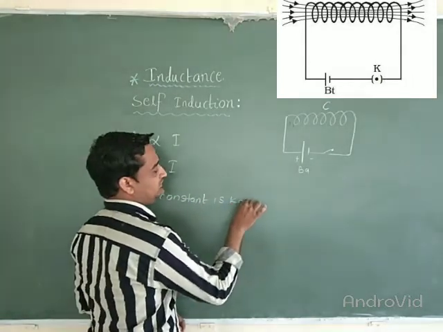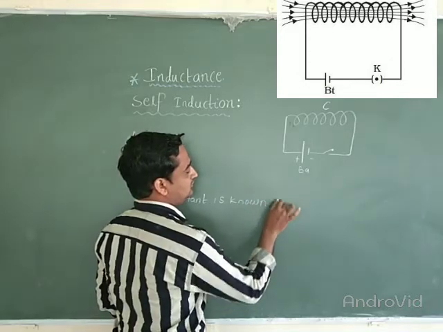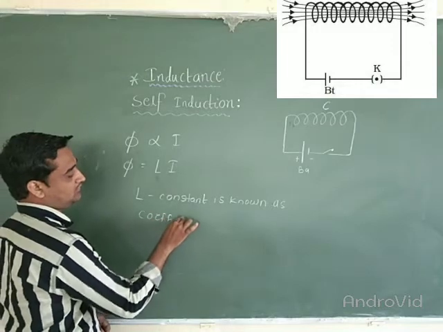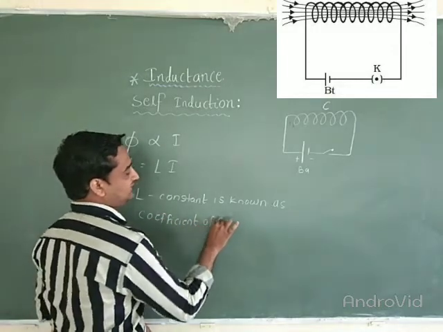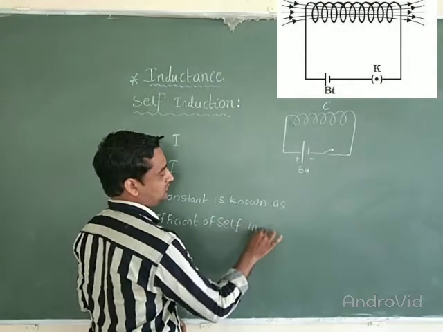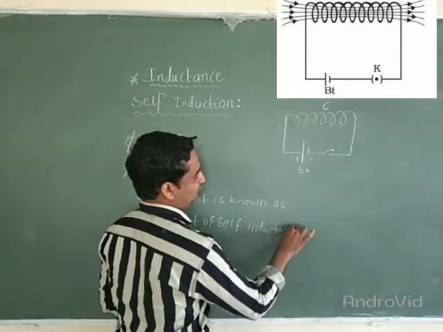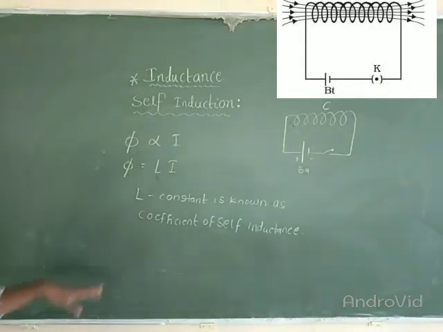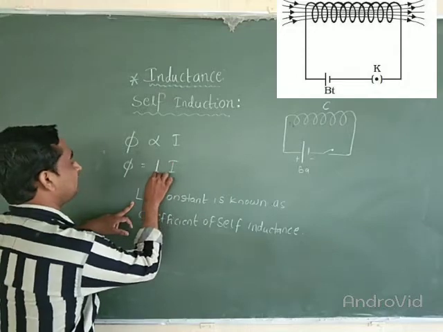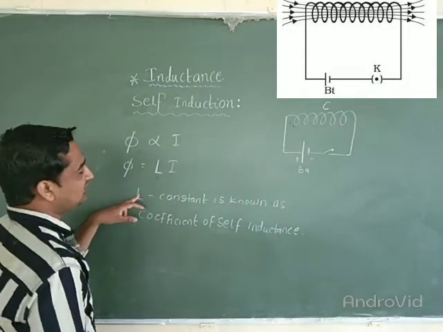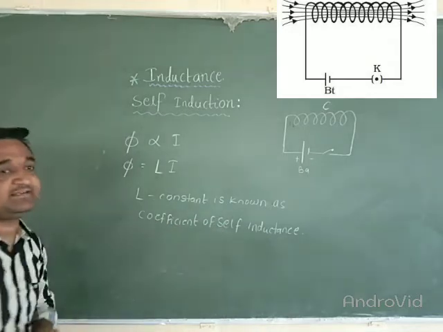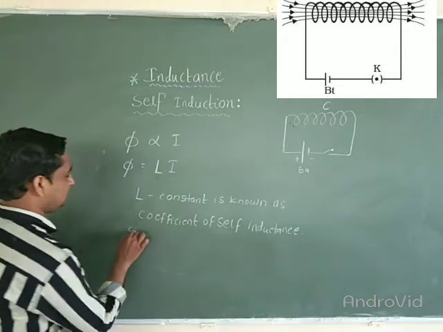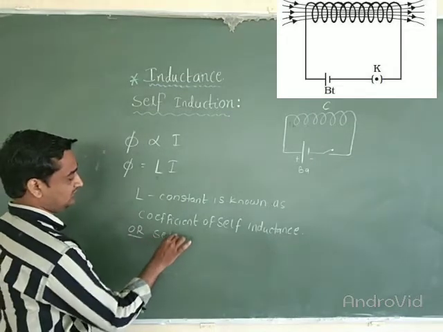L is known as, or it is called, the coefficient of self-induction, or simply the self-inductance, right? So this L value is a constant. The value of L is constant, and it is called what? It is known as what here? The coefficient of self-inductance, or simply the self-inductance of the coil.